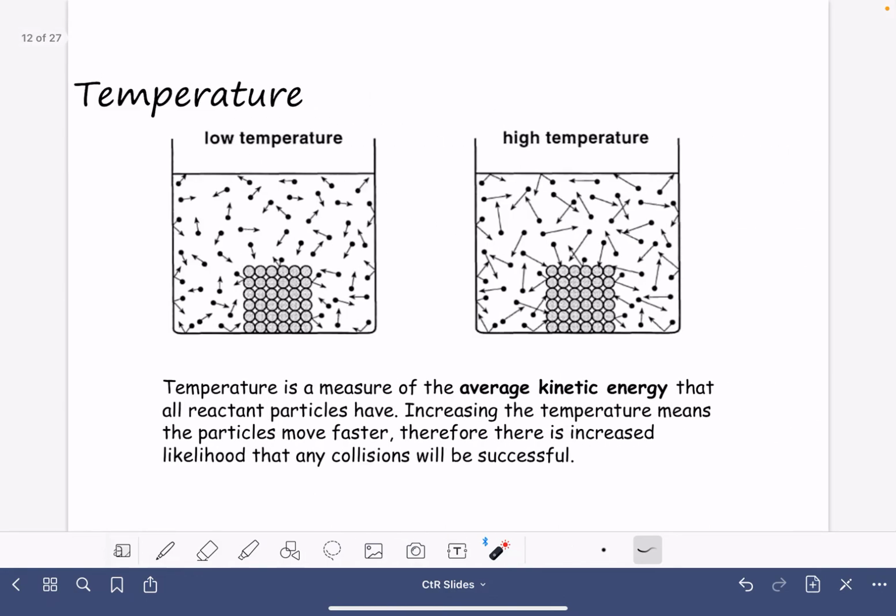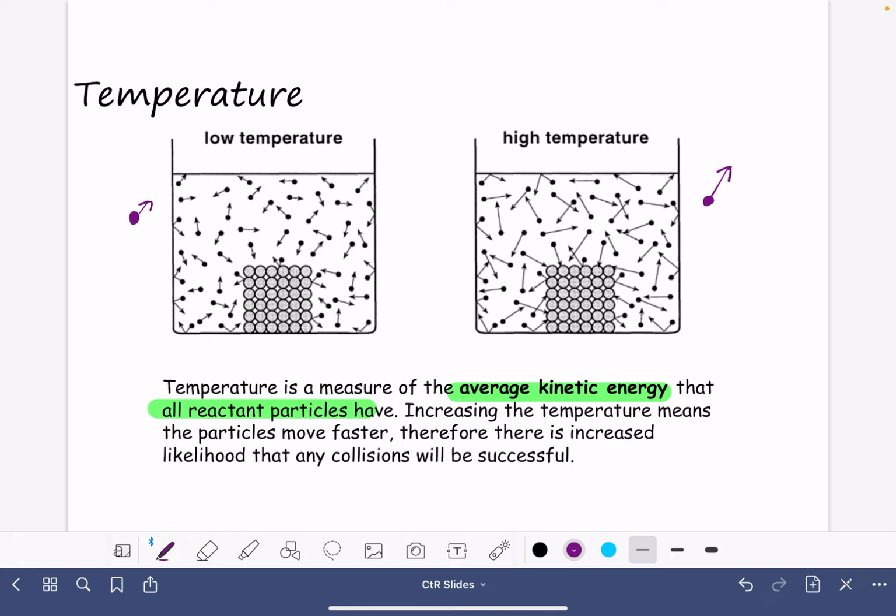For temperature, we have to come up with a new definition of temperature. So temperature is a measure of the average kinetic energy that all the reactant particles have. Okay, so you'll see here it's demonstrated with these dots that represent the particles, could be the atom or ion or molecule, and an arrow to represent how fast it's going. So with a higher temperature, we've got a longer arrow.